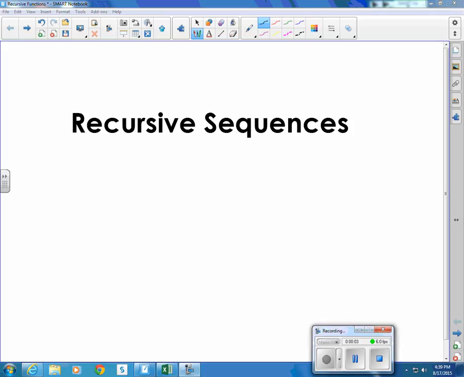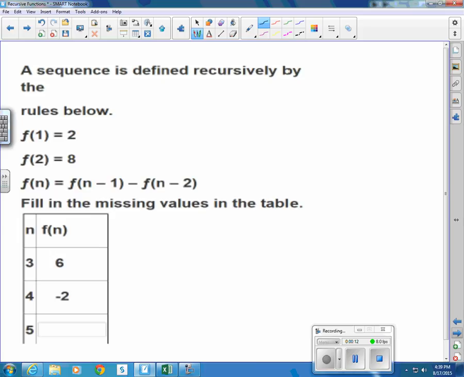This video clip is an introduction to recursive sequences. So let's say a sequence is defined recursively by the rules below.